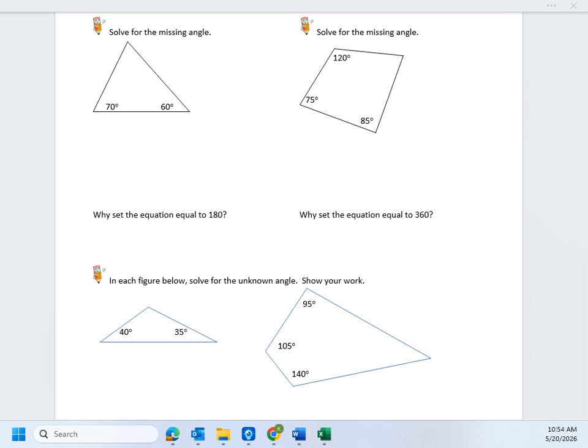What do you think, Finley? Add both the degrees we know and then subtract 180. So 70 plus 60 is 130, and then I can subtract that away from 180, and I am left with 50, so it is 50 degrees. Is there another way we could solve that?